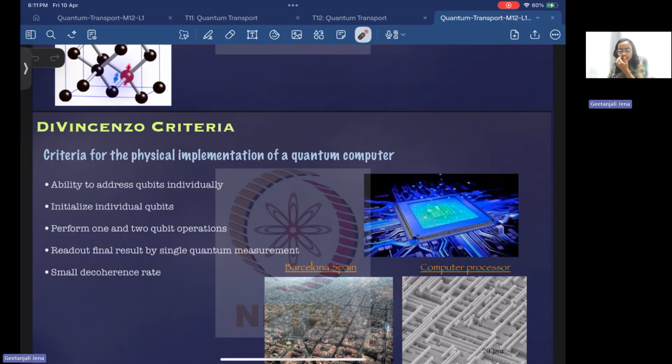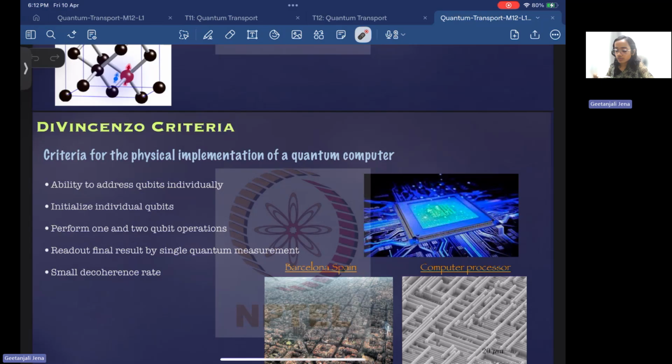These criteria are given by DiVincenzo to see whether we can use a state, or a two-level quantum system, for the practical implementation of quantum computing. So the first criterion is that this qubit, or this two-level system, we should be able to address the qubits individually.